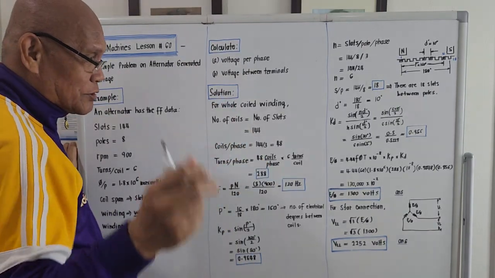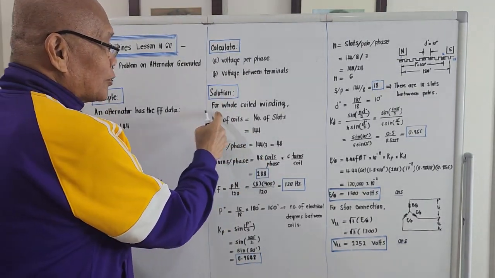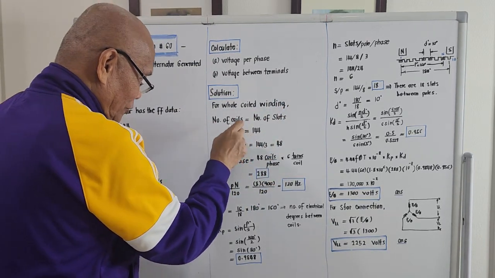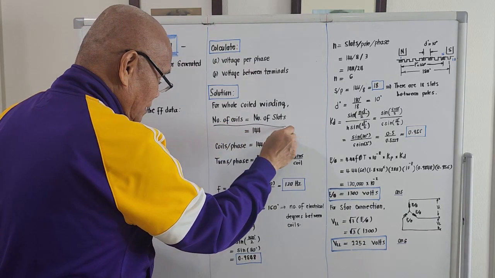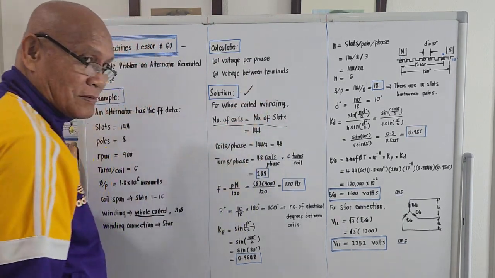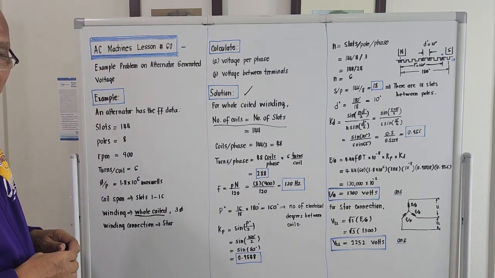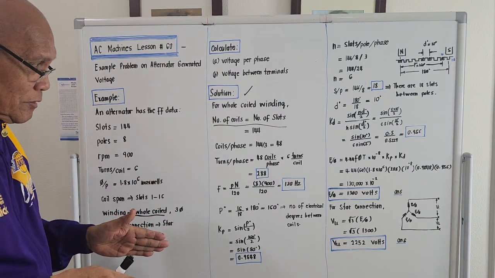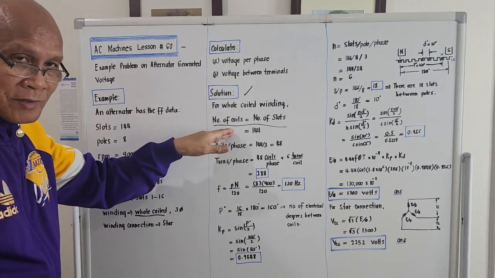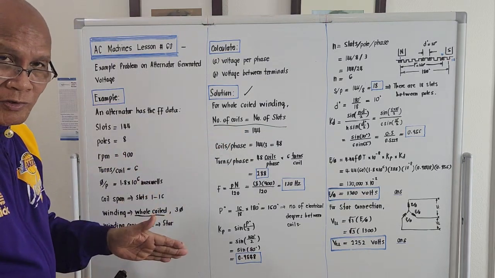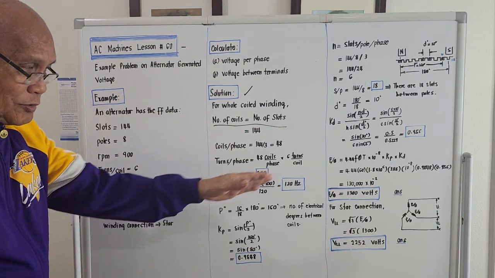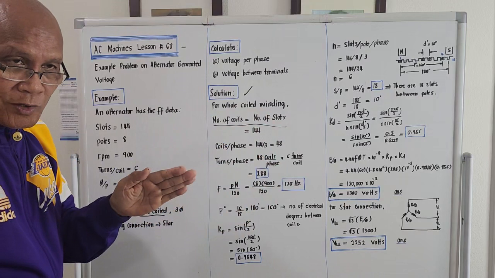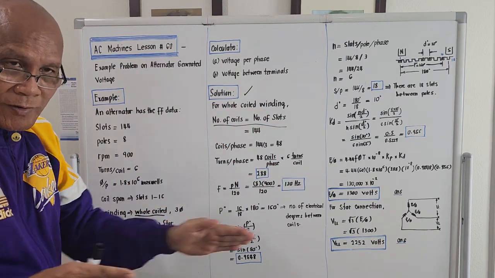If you try to Google this, for whole coiled winding, the number of coils should be equal to the number of slots. That's the meaning of this. So if we say whole coiled winding, the total number of slots should be equal to the number of coils. Because we need the number of coils in the computation of the generated voltage, since we should have a total number of turns there. But if we do not know the total number of coils, there will be a problem.